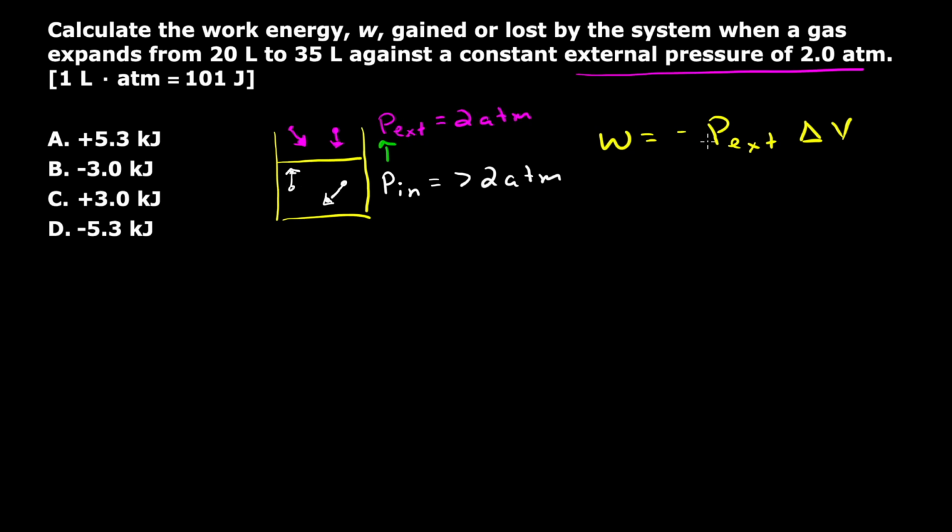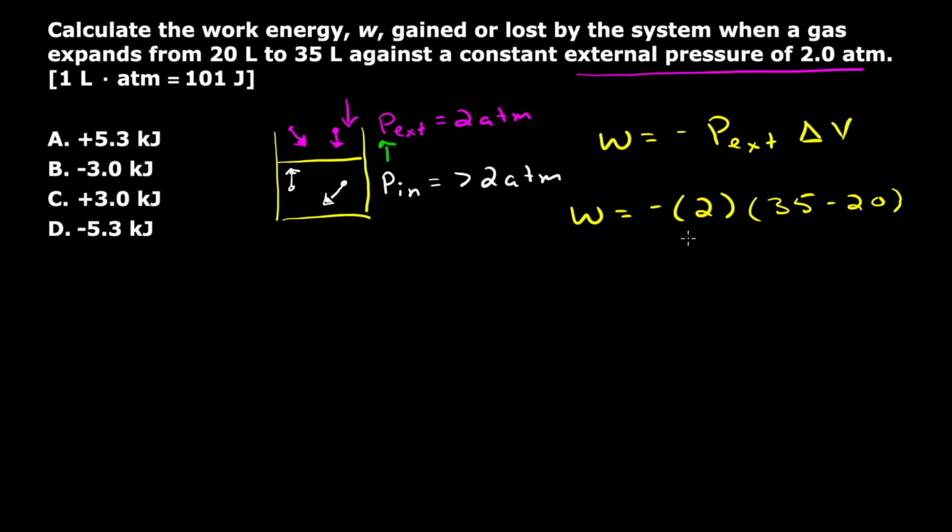And the reason I want a negative here is because the external pressure is pushing down on the container like this. To take into account this down direction, we put in a negative sign. So the work is going to be equal to negative the external pressure, which is 2 atm, so I'll put a 2 here. Then the change in the volume: we go from the final, which is 35, and subtract the initial, which is 20.